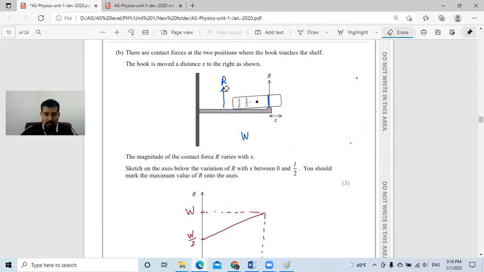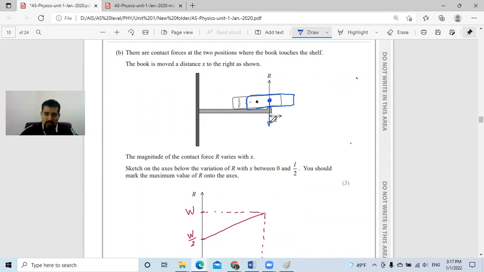All of L over 2, half the length. Look here. When the book is moved now to make the distance half the length of it, that means the book is somewhere here, like this. Forget that my drawing is not that accurate. Something like this. That means the weight is exactly above this point.